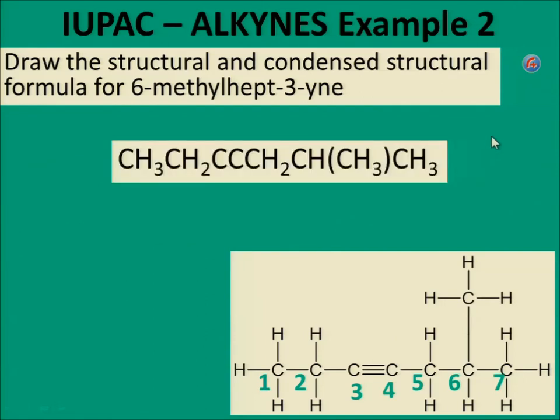Now for the condensed structural formula. Now you look at carbon groups. Here is a CH3, CH3. Next, CH2, CH2. Then you have a carbon, carbon, carbon, carbon, bonded to a CH2. There is your CH2. Then you have a carbon bonded to a hydrogen and a methyl group. There's the methyl group in brackets, and then your last CH3 group to complete the chain.